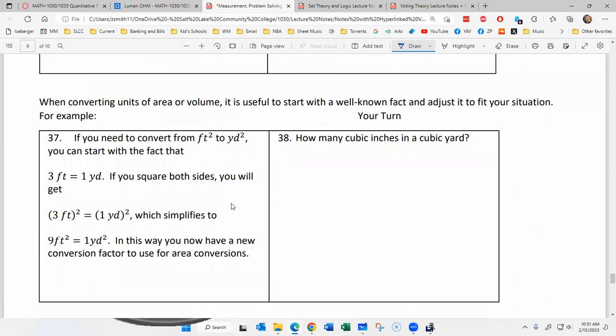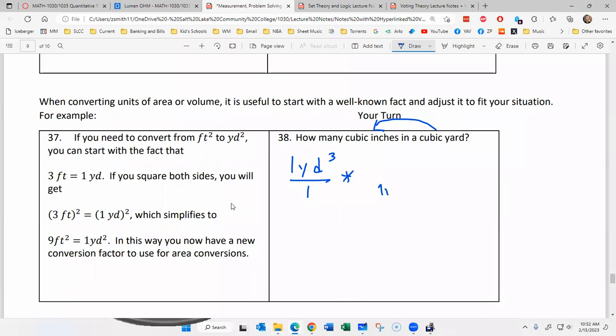How many cubic inches in a cubic yard? Now, this is very useful. Hopefully you know that one. Let me show you how to do it. We have a cubic yard, and we want to know how many cubic inches. So we're trying to convert from cubic yard to cubic inches.